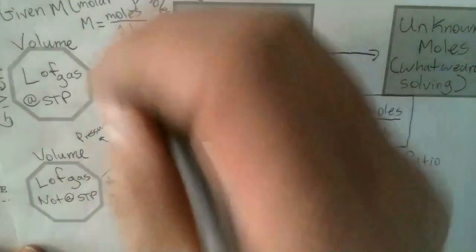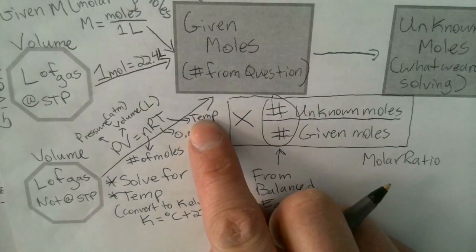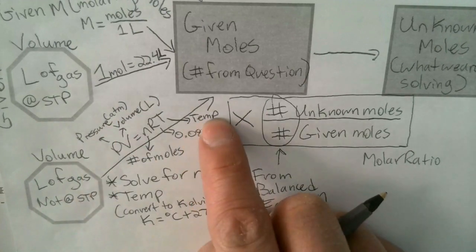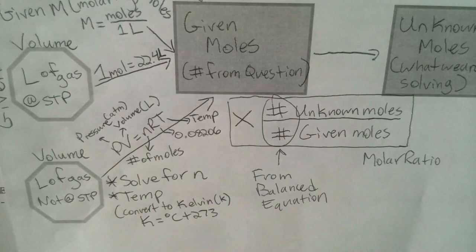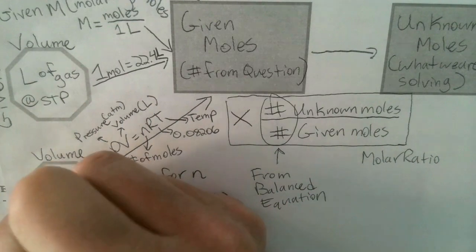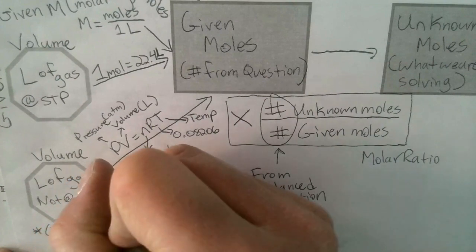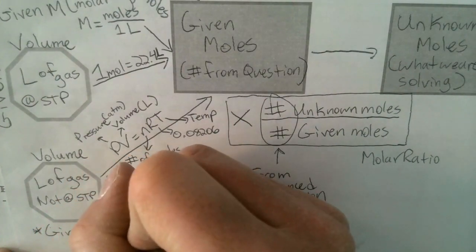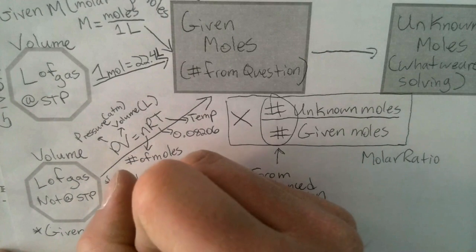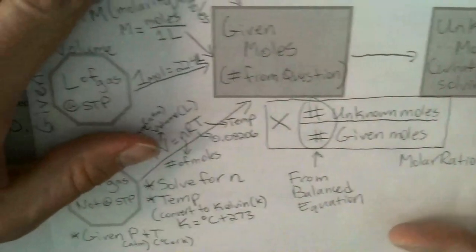So for these, we're always going to be given the pressure and the volume. Or sorry, you're going to be given the volume, the pressure, and the temperature, and we're going to need to solve for the N, the number of moles. You're always going to be given the pressure in atmospheres. The temperature will usually be in Celsius or Kelvin, but we'll need to convert into Kelvin here first.